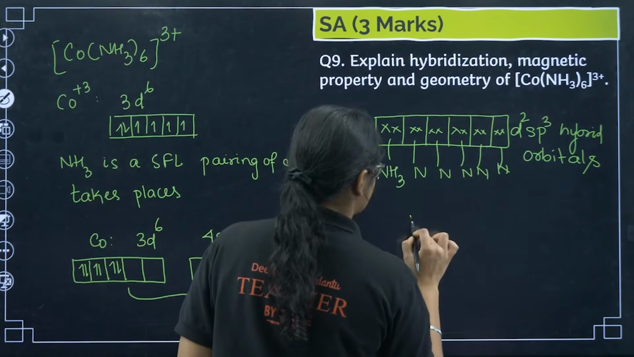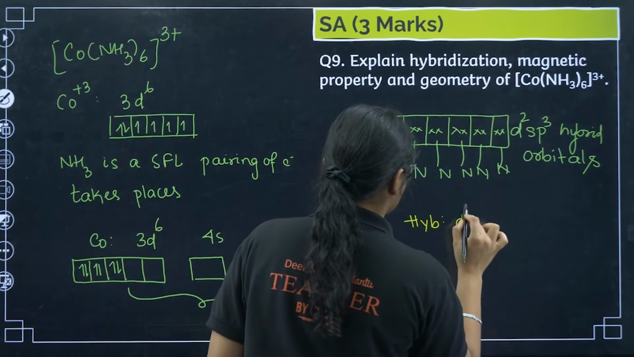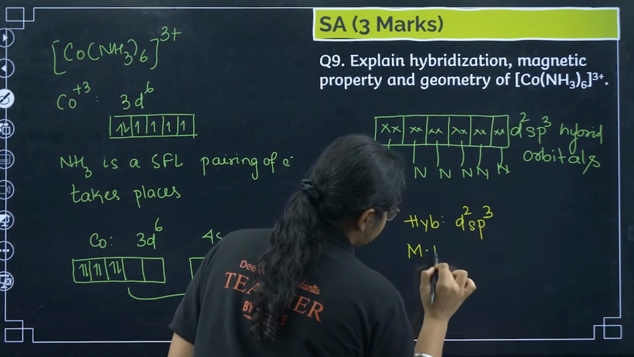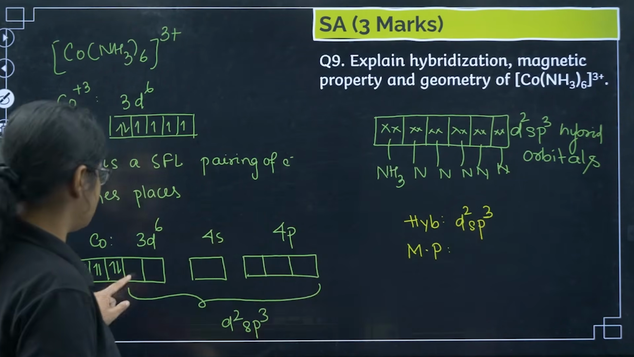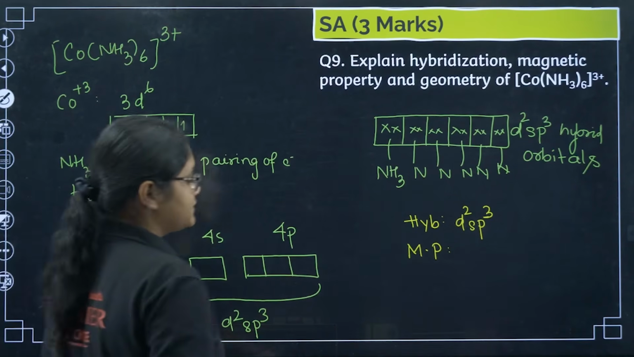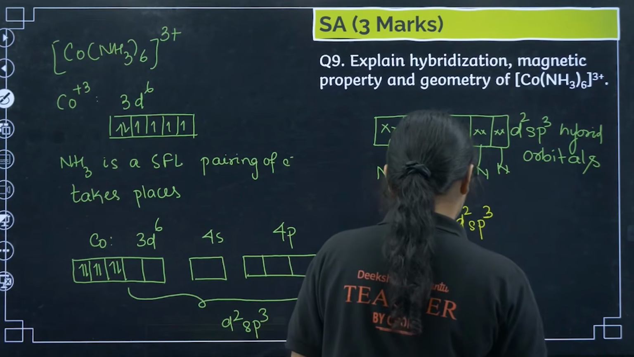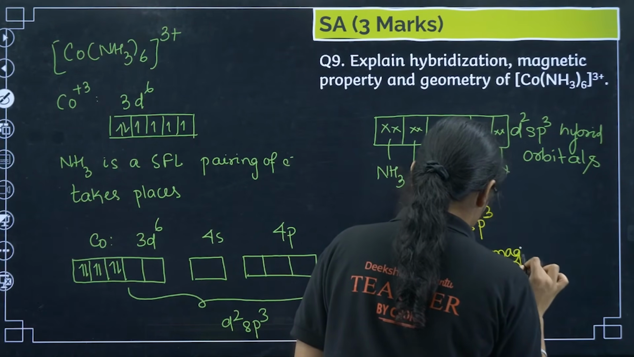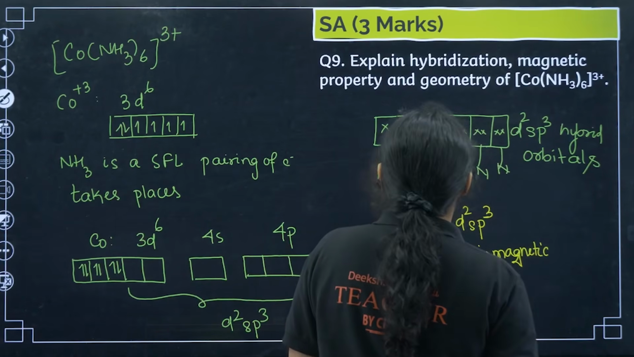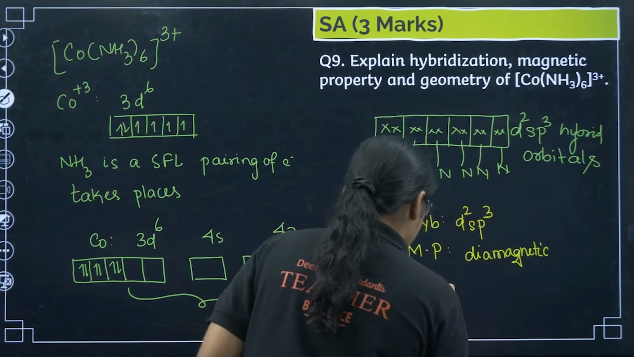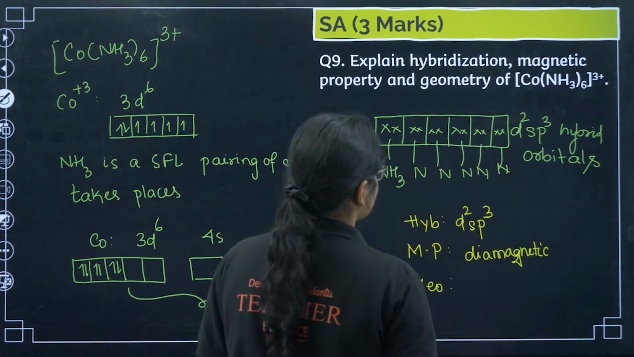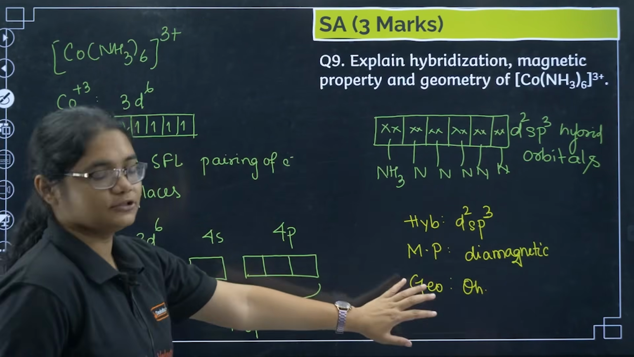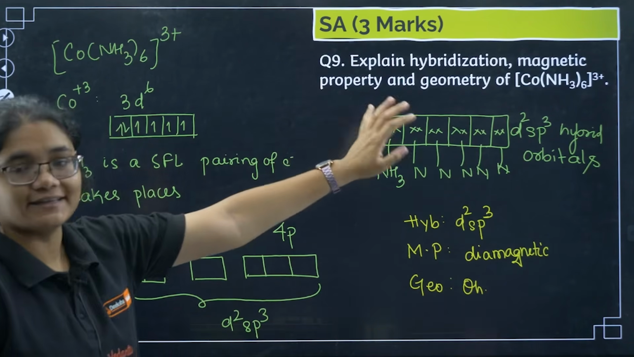First one is hybridization. So hybridization is d2sp3. Magnetic property. Okay, magnetic property, you can see here there is pairing of electrons, no unpaired electrons are left. So it will be, I can say, diamagnetic. Next we have geometry. Okay, geometry, you can see it is octahedral geometry. Octahedral geometry will be there because it has 6 ligands.